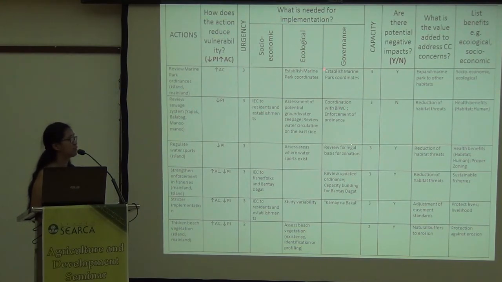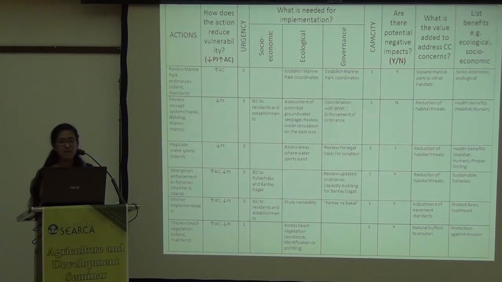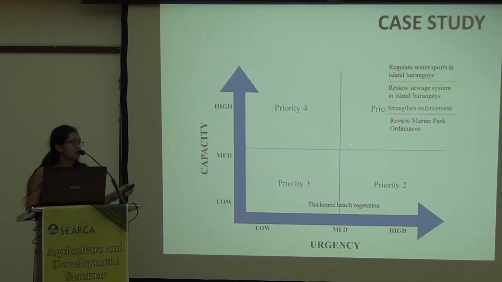On what sector do they pass through and coordinate to do this sewage system review? And they also consider if there are potential negative impacts. For this sewage system, they said no, and that it adds value to addressing climate change concerns. So this is their urgency capacity.